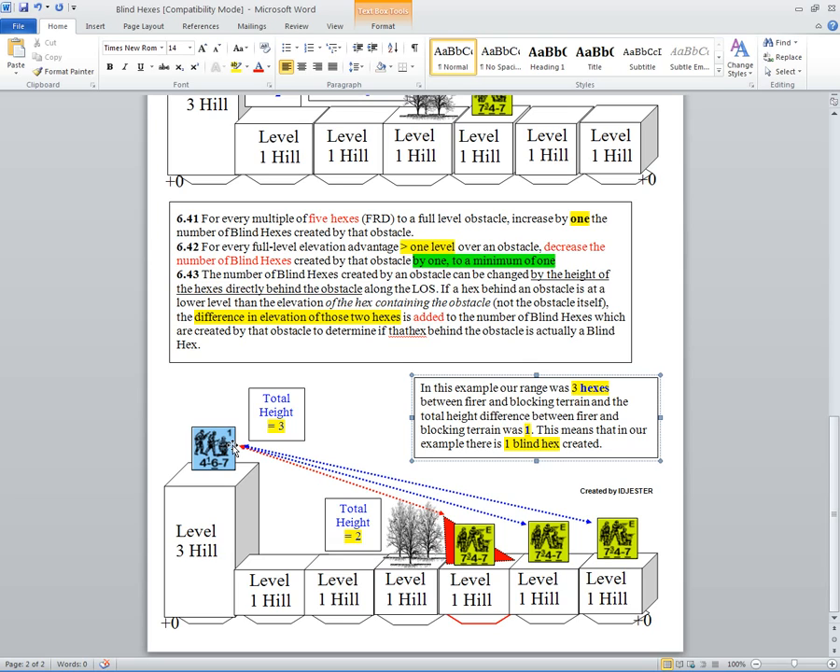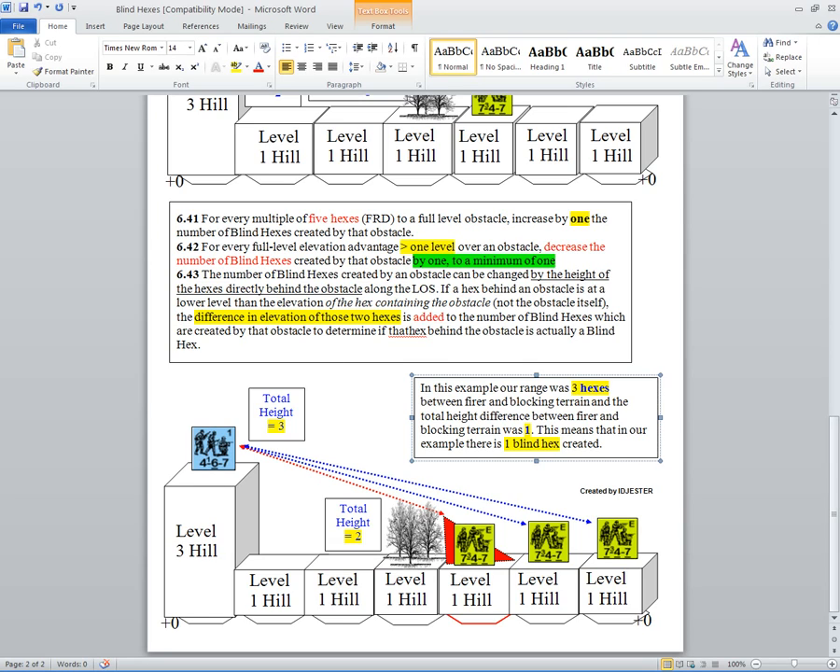So in this example here, up at level 3, we have our hill at level 1. We have our woods, which is a level 1 height. Our total height difference is 1. 3 minus 2 is 1. And we're going to create 1 blind hex.